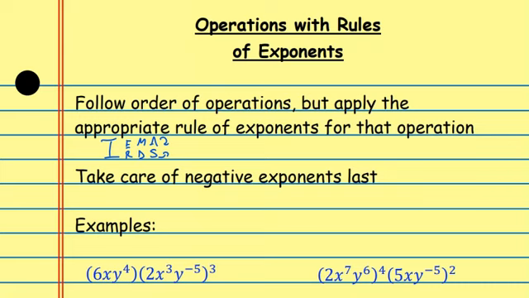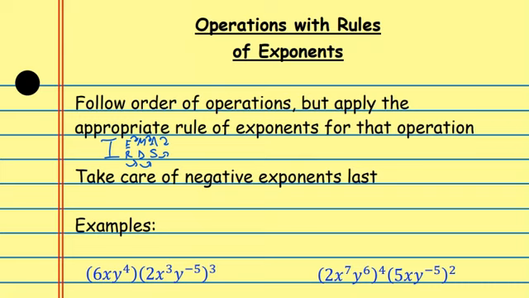When I get to multiplication, I end up adding the exponents. When I get to division, I end up subtracting the exponents. When I get to exponents, I end up multiplying the exponents. If I do roots, I divide the exponents. So we kind of have to think about it that way. I'm still following order of operations, but it just so happens when I get to the operation of multiplication, I'm doing something different with the exponents, okay?